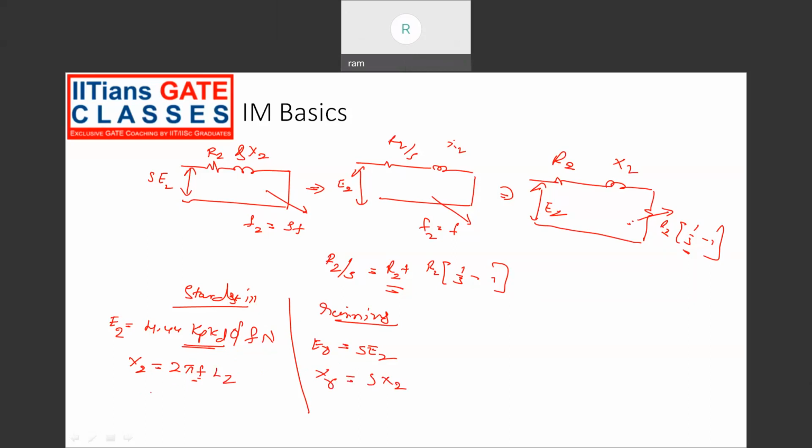And the rotor winding impedance Z2 equals R2 plus j times X2 in standstill condition. In running condition it is ZR equal to R2, it won't change, plus j times XR. The rotor winding current I2 equals E2 by Z2. Here the rotor winding current IR equals ER by ZR.